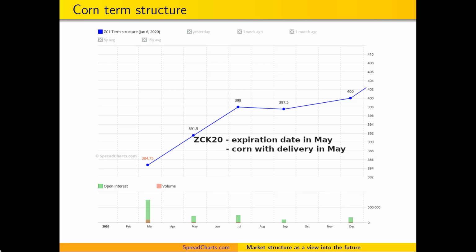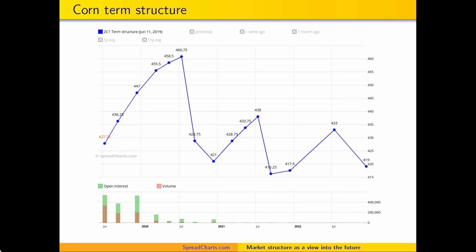Now, you are still looking at the corn term structure chart, but surely you noticed that the curve looks different. It is because this is a chart from June 2019. That's one of the great features of the spread charts application. You can plot these curves from the past and analyze historical events. But now, let's make up a story to better imagine the things we are going to talk about.